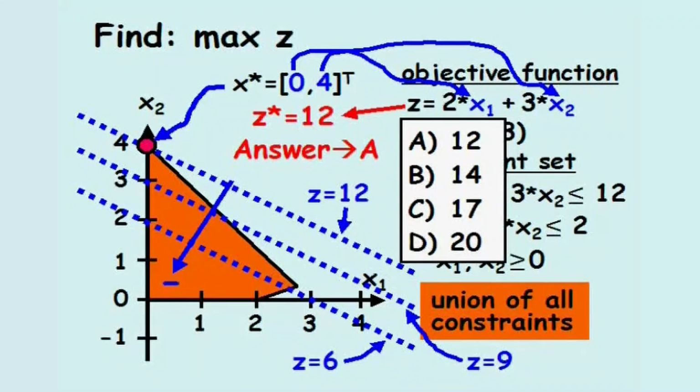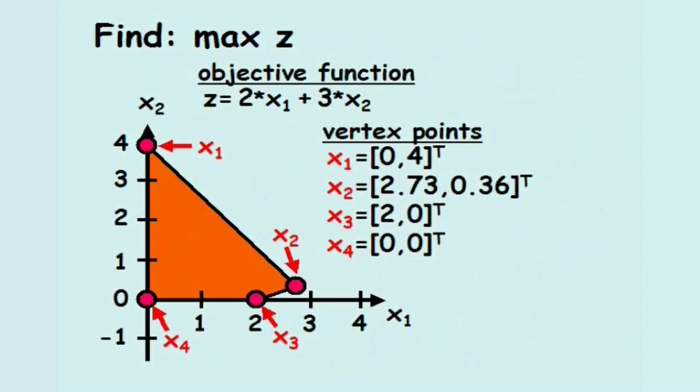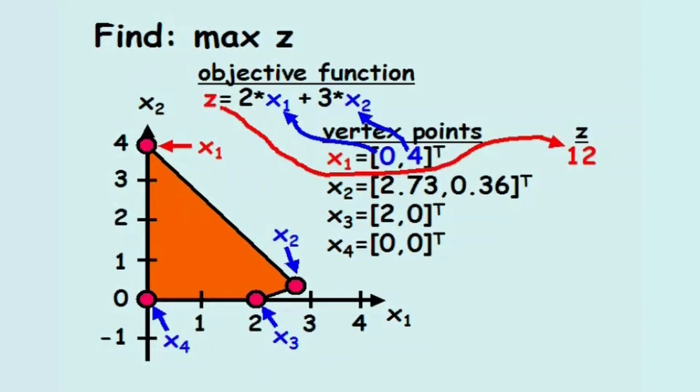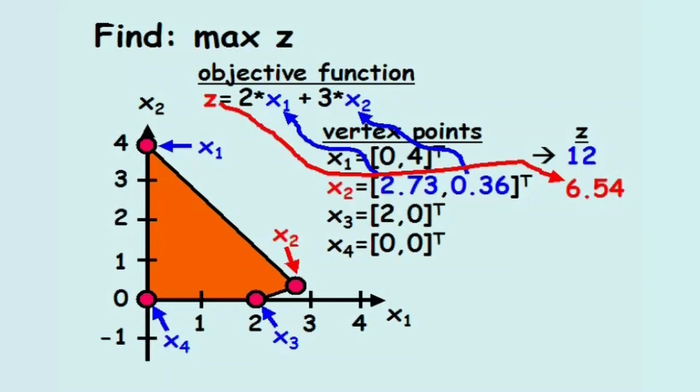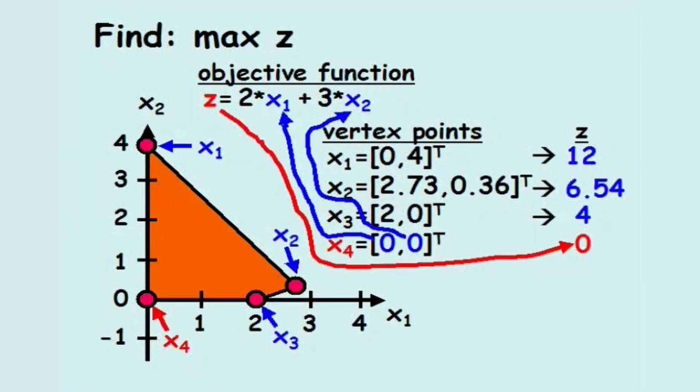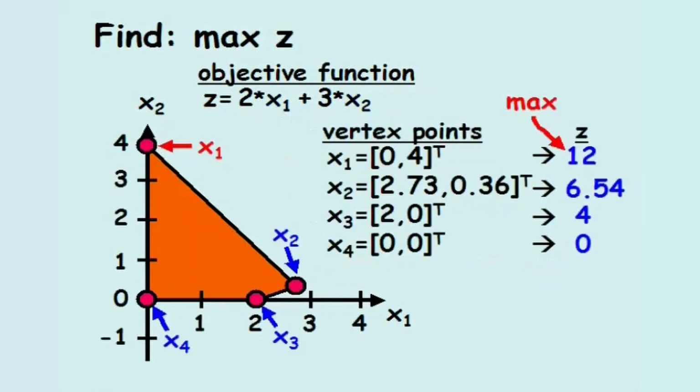We can check our solution by evaluating the objective function value for all 4 vertex points. Substituting in the decision variables into the objective function for each vertex point, we can solve for all objective function values and confirm 12 is the maximum.